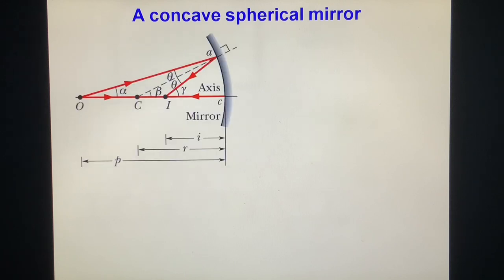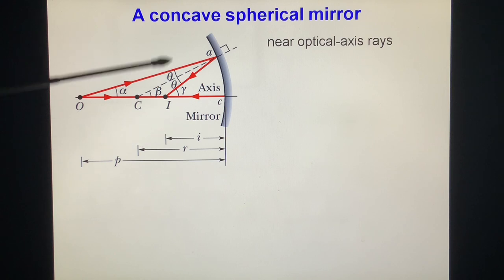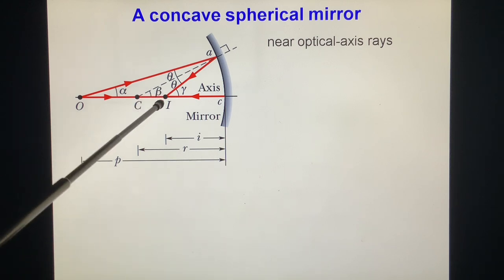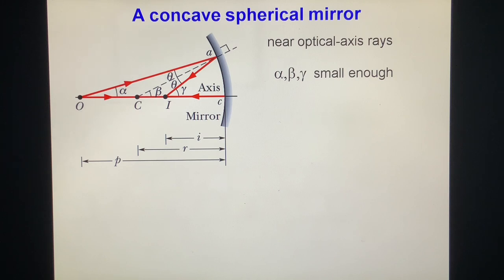For a concave spherical mirror, we will prove the formula 1 over P plus 1 over I equals 1 over F. These angles are very small, almost zero. This is perpendicular with a narrow optical axis, straight. That means alpha, beta, gamma, theta are all very small, approaching zero. This object is at distance P. This is the image, this is I. This is the center of the sphere, so this is R. We look at this triangle. Beta equals alpha plus theta. In this triangle, gamma equals alpha plus 2 theta.